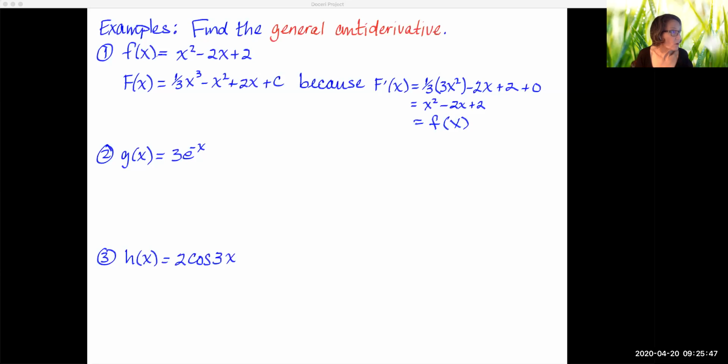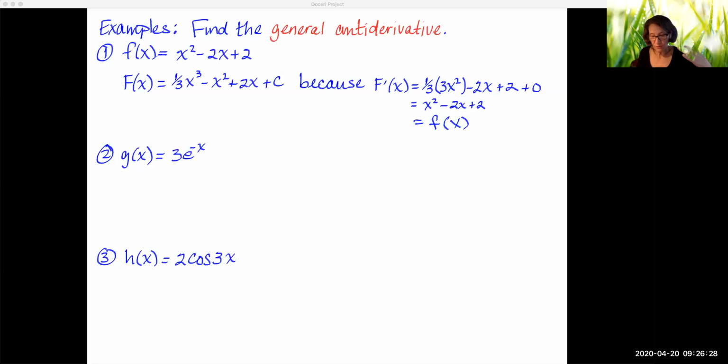So let's look at the second one. The second one is g of x equals 3 times e to the negative x. So we know the natural exponential function, e to the x, the derivative of that is just e to the x. But the derivative of e to the negative x, using the chain rule, gives us negative e to the negative x when we differentiate it. So when we go backwards, when we anti-differentiate, we have to take into account that the chain rule does result in giving us the opposite.